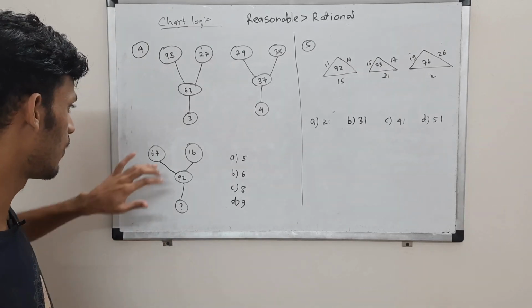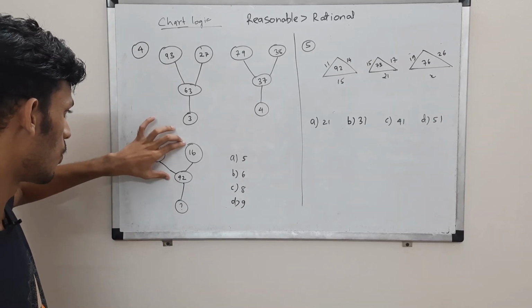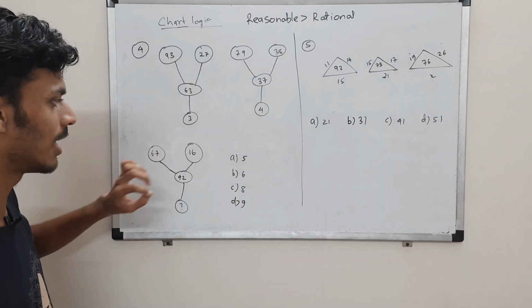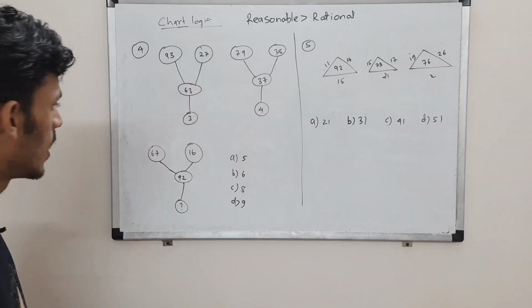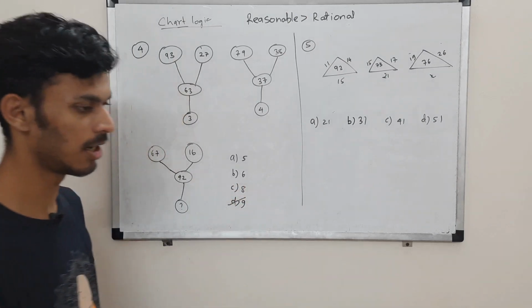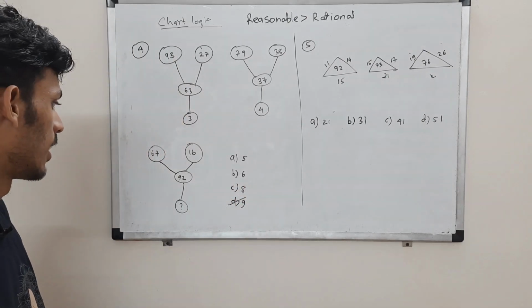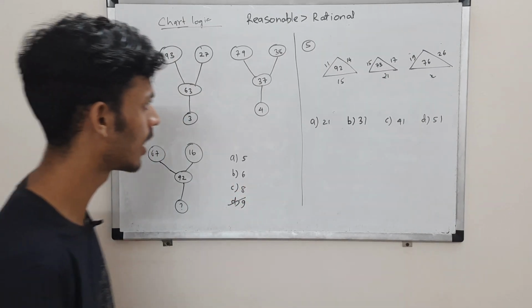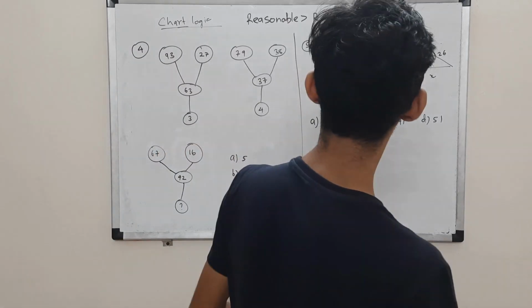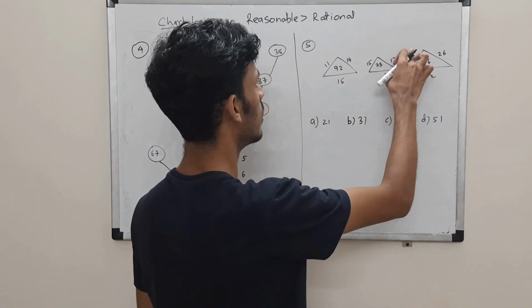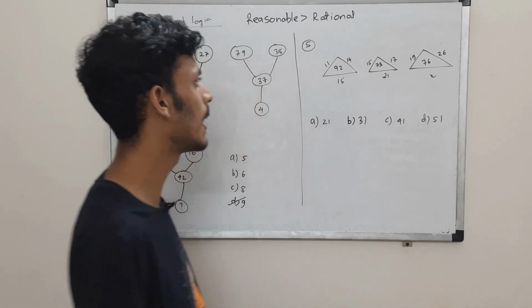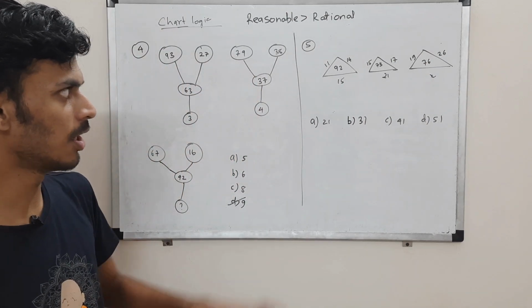So 67 and the difference of these 2. So 42 plus 16, that is 58, and the difference of that is 9. Okay, so option D, 9 is the correct choice over here. Now here we have another question. Here we are supposed to find this x. Now it's a bit subtle.